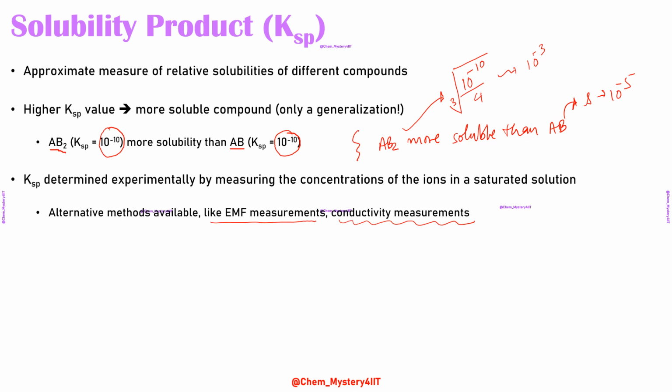Now, moving on, remember that KSP is always going to be temperature dependent, just like any other equilibrium constant. So changing the temperature can be changing the solubility as well.